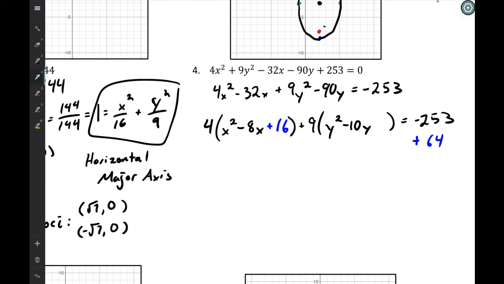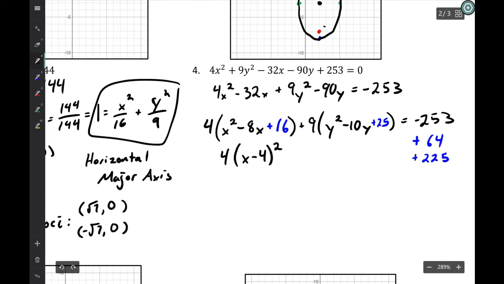Same thing here. Negative 10 divided by 2 is 5. 5 squared is plus 25. And then 9 times 25 is positive 225. Okay, add these things together, and my resulting equation is going to be 4 times x minus 4, completing my square there, plus 9 times y minus 5 squared is going to be equal to 36.